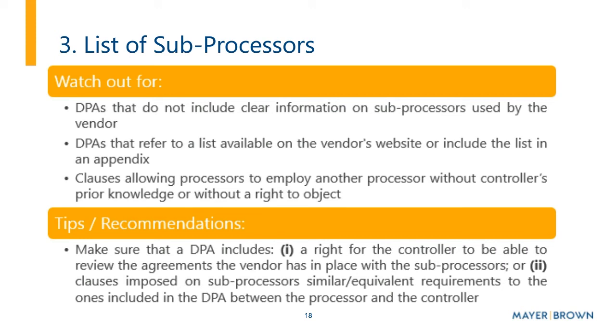Try to look at the list of subprocessors that should actually be provided, and this is done mainly in an appendix to the data processing agreements, or with a link to a website where you will actually be able to review who these organizations are and whether you can actually trust them from a privacy perspective.